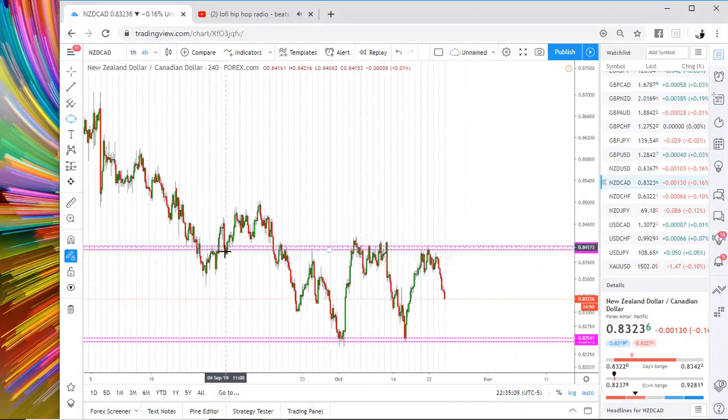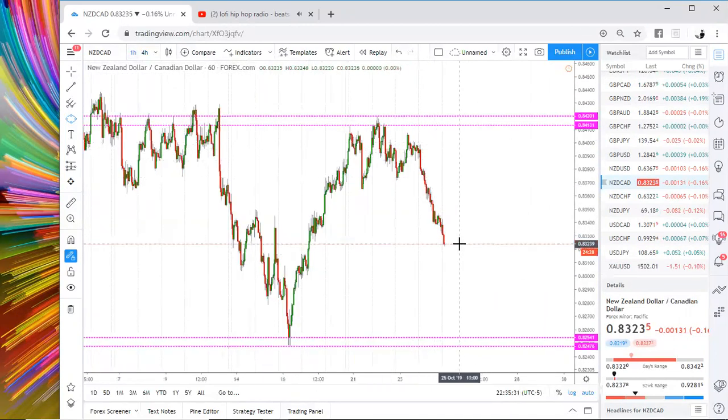Ceiling, broke the ceiling, became a floor. Floor here, broke the floor, became a ceiling. Floor, ceiling, ceiling, ceiling, ceiling, ceiling, ceiling. Floor, floor, ceiling, ceiling, ceiling. So, yeah, that's how I'm looking at it.